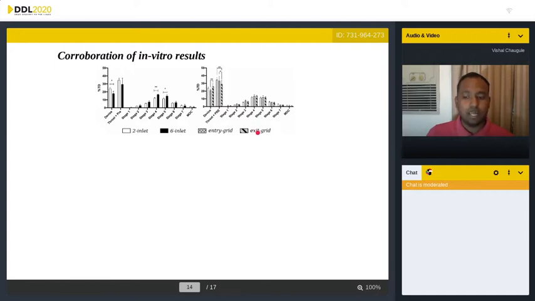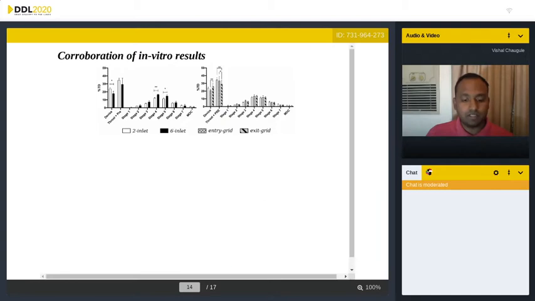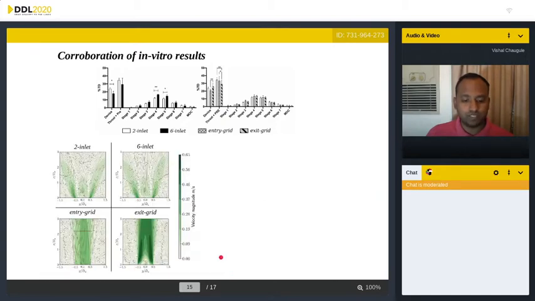But when we use a grid at the exit, we have lower throat deposition. Now, we can explain these aerosol observations first using the PIV results, which are here. These are the flow field velocity contours coming out from those models. What we see here is for the 2-inlet and the 6-inlet case, they're both without the grid.